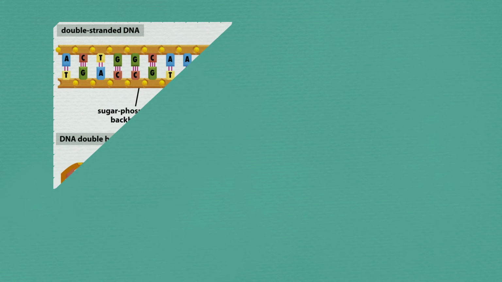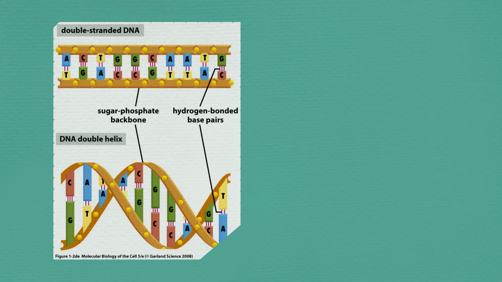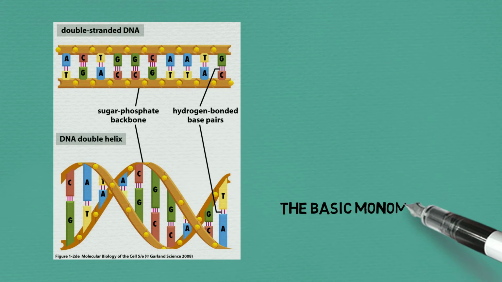So that's the first fact that we need to know. Now let's start with the structure of DNA. DNA is a double-stranded molecule joined together by hydrogen bonds to form a double helix. Now the basic monomer is a nucleotide.